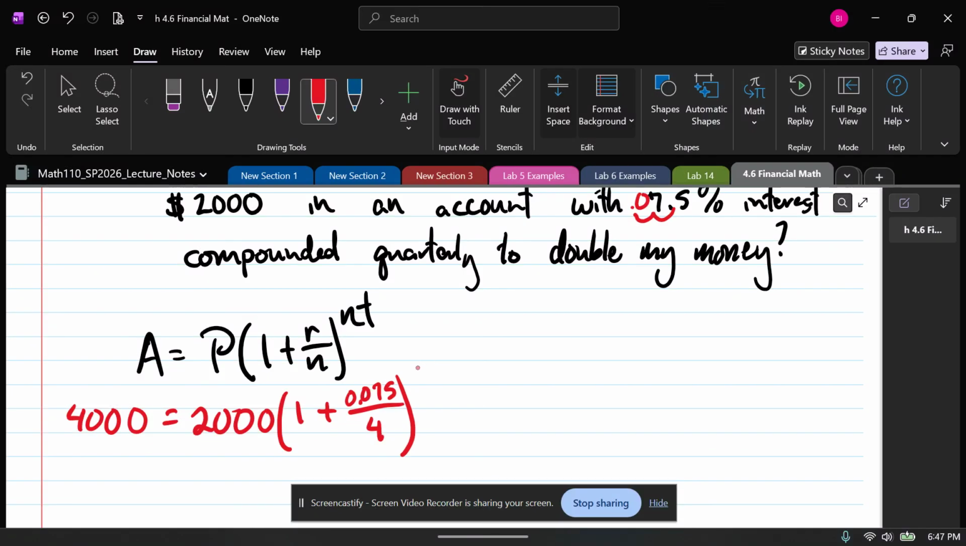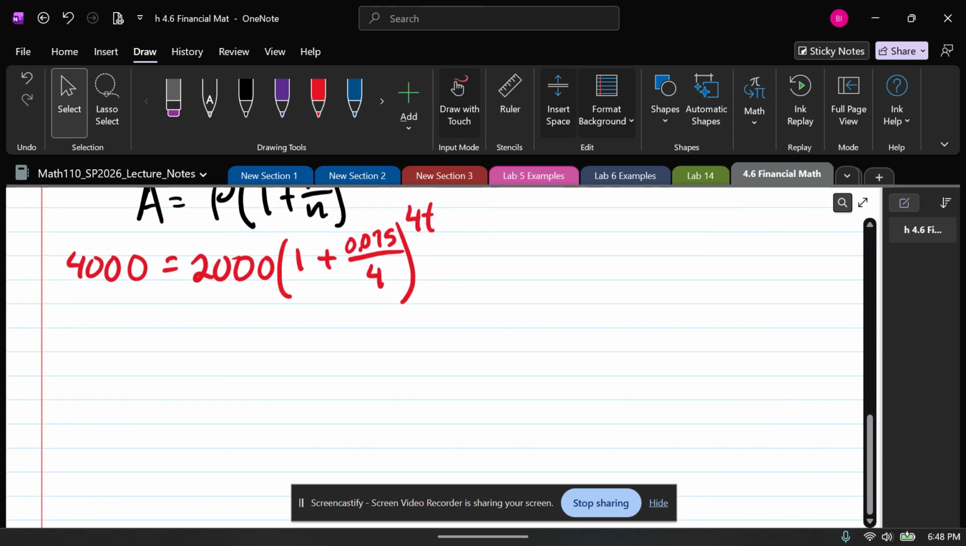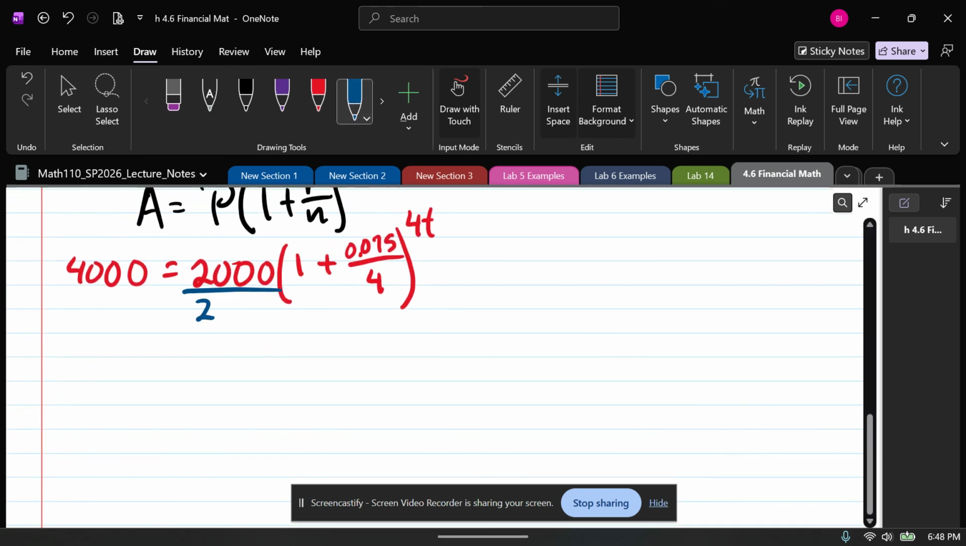I don't know the time. That's what I'm looking for. So that's a 4T power. Okay. So I have this equation set up where T is my variable. It's the variable in the exponent. So this is one of those exponential equations. We're going to solve it using logarithms. So I got to isolate the exponential. So the first thing I'm going to do is get rid of the 2,000 by division.